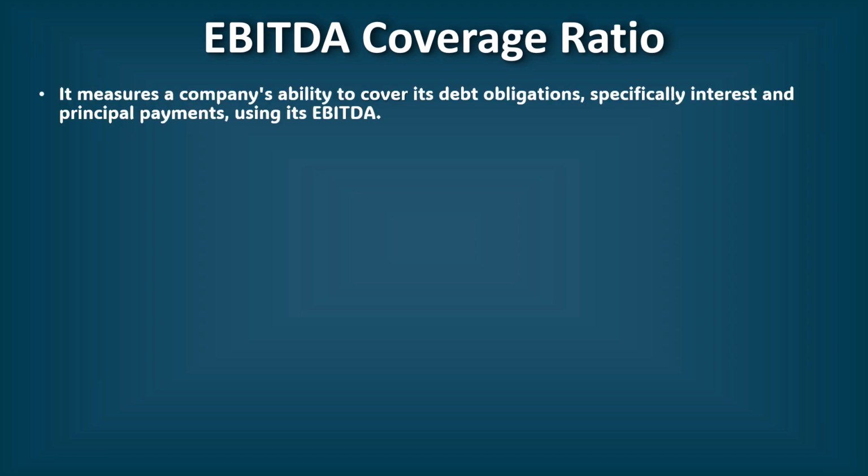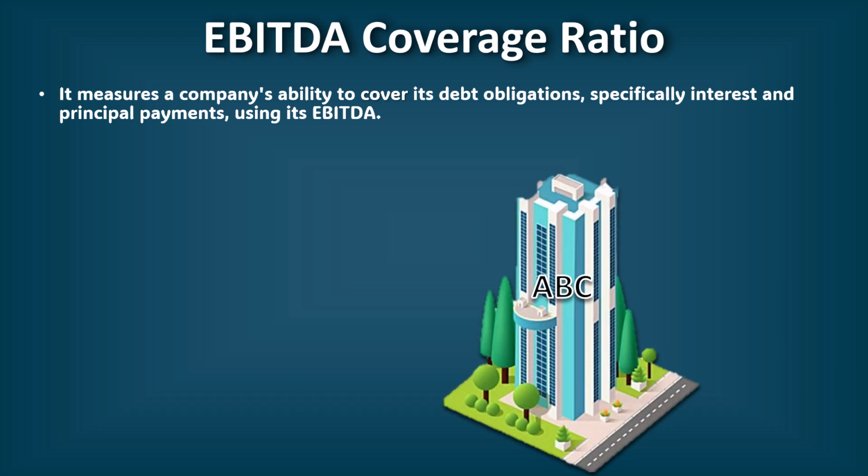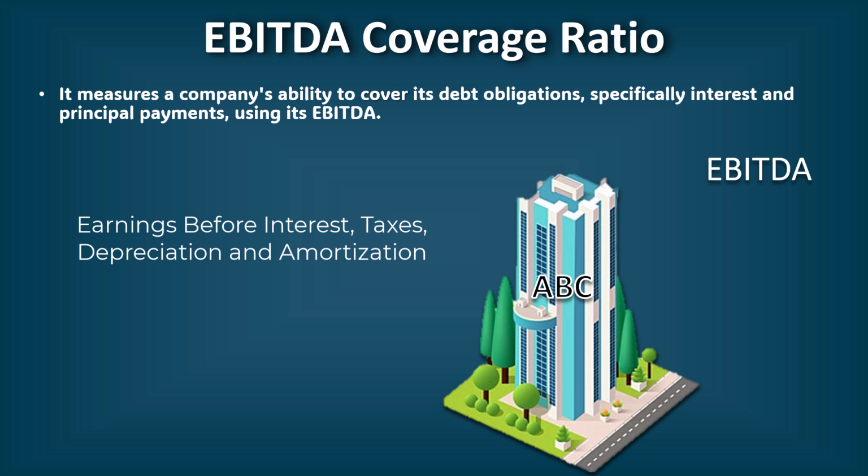The EBITDA coverage ratio measures a company's ability to cover its interest payments and principal repayments using its EBITDA. EBITDA stands for Earnings Before Interest, Taxes, Depreciation, and Amortization. It is the profit shown in an income statement before deducting these specific items.